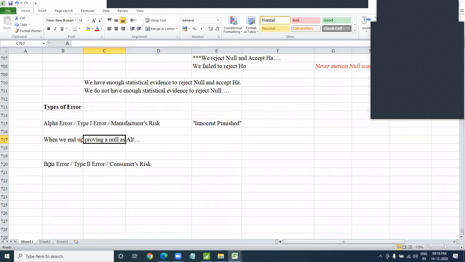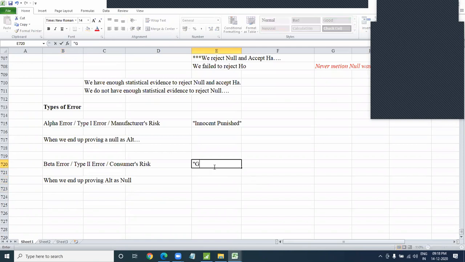On the contrary, the beta error is just the opposite. When we end up proving alternate as null, something which was a root cause, really the impacting factor, we end up proving that no, it's not related. Then we have again made a mistake. This situation is called the guilty released situation.